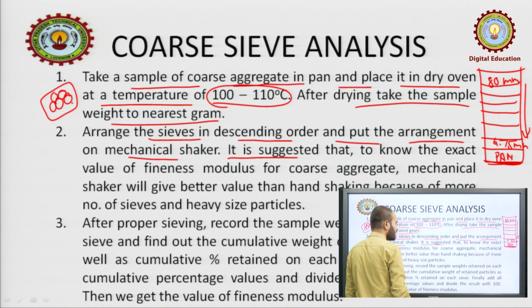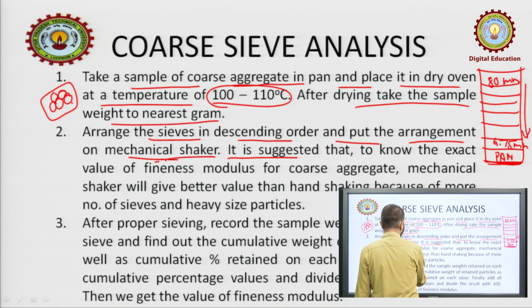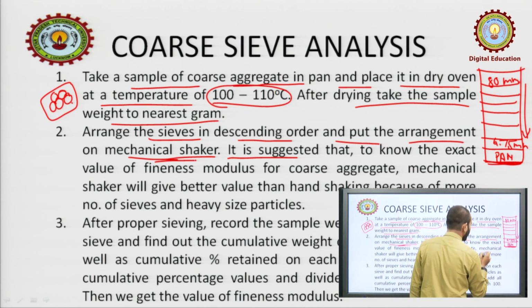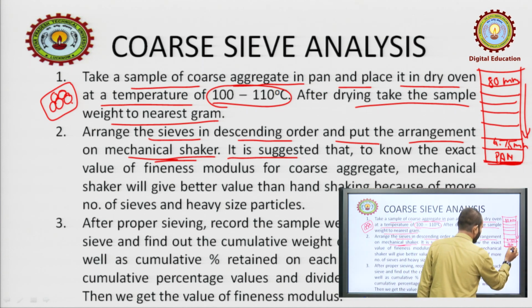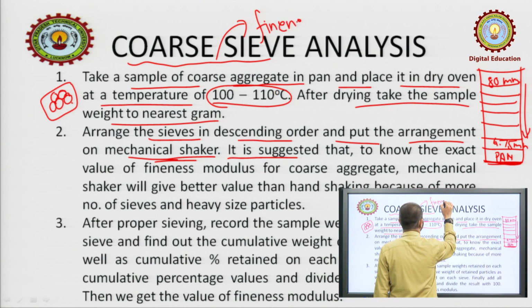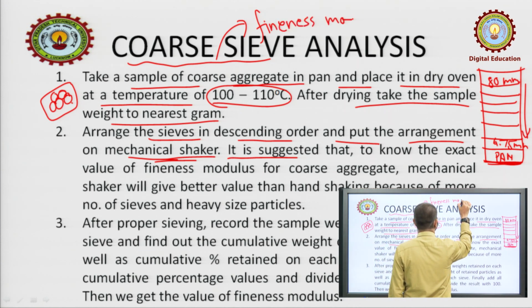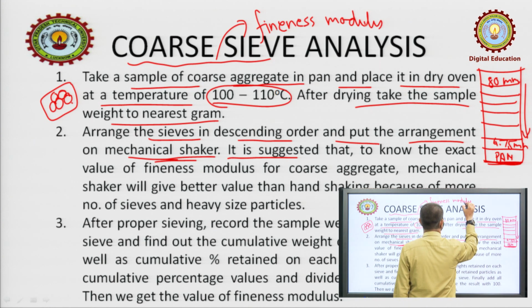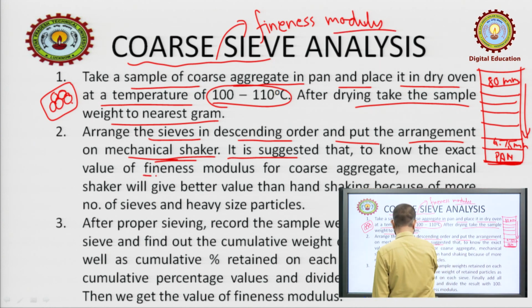Then what will take place? We will now carry out the sieving process using a mechanical shaker. Why mechanical? Because it gives a better and more accurate result. Finally, for coarse grain, we find out the fineness modulus. Here also, the value of fineness modulus is found out.